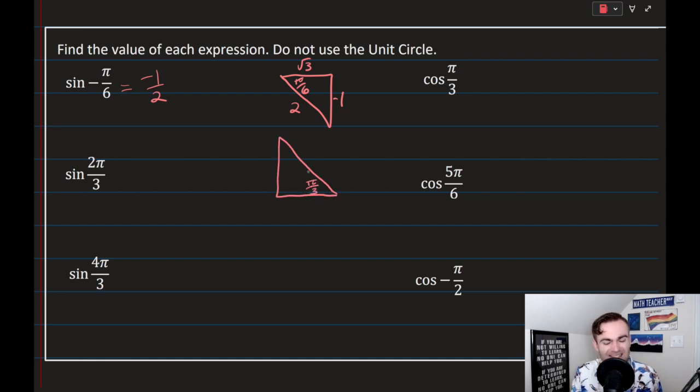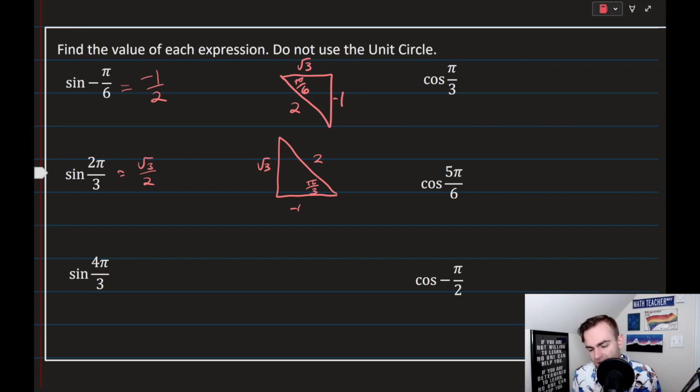And this one is a little bit larger. So 1, root 3, 2. We're going left, so it's negative 1. And sine is opposite over hypotenuse, so the square root of 3 over 2. If you realize, we don't have to rationalize these, which is also quite nice.